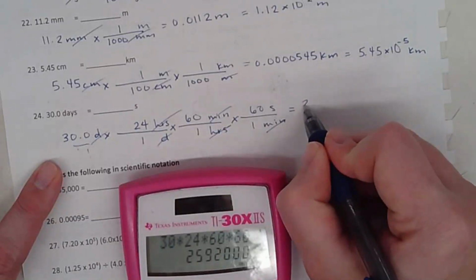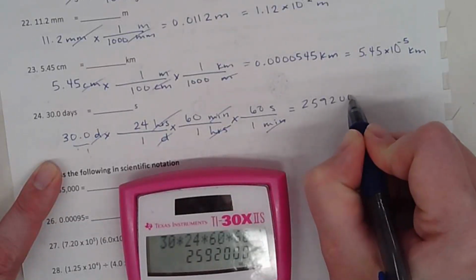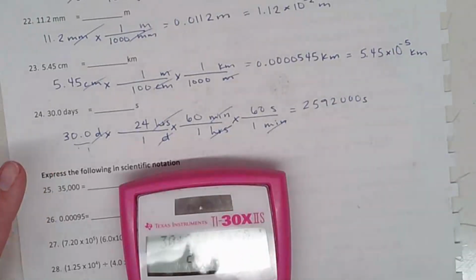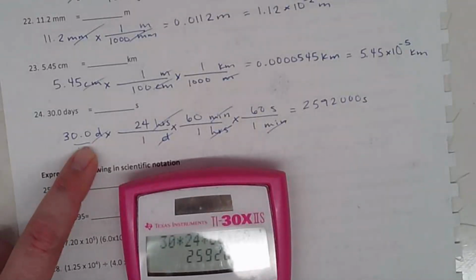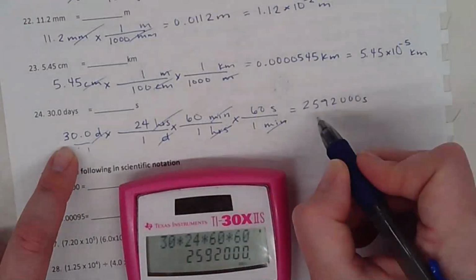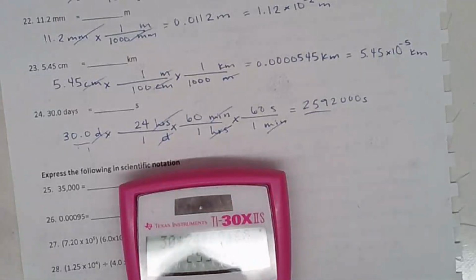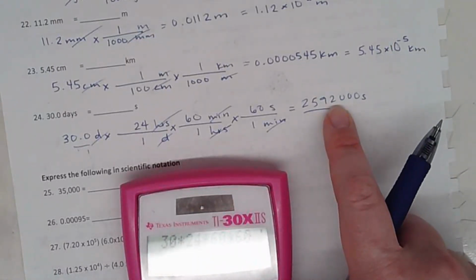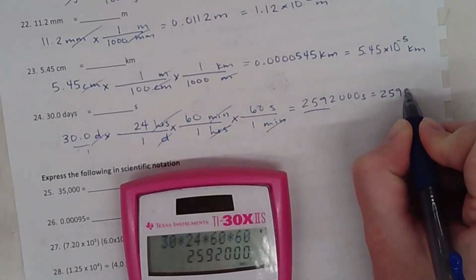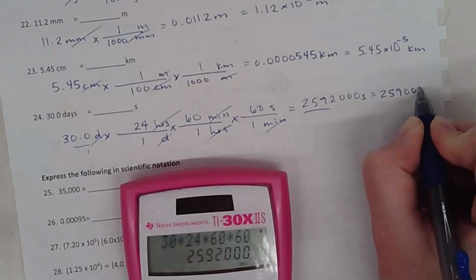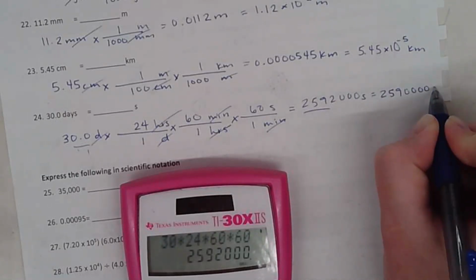That gives me 2,592,000 seconds. Okay, watch out for significant figures. In the beginning, there were 3 numbers here, so I can only keep 3 here. So that 2 is actually going to round away. That's going to round to 259, and then I replace it with a 0. 1, 2, 3, 4 zeros.